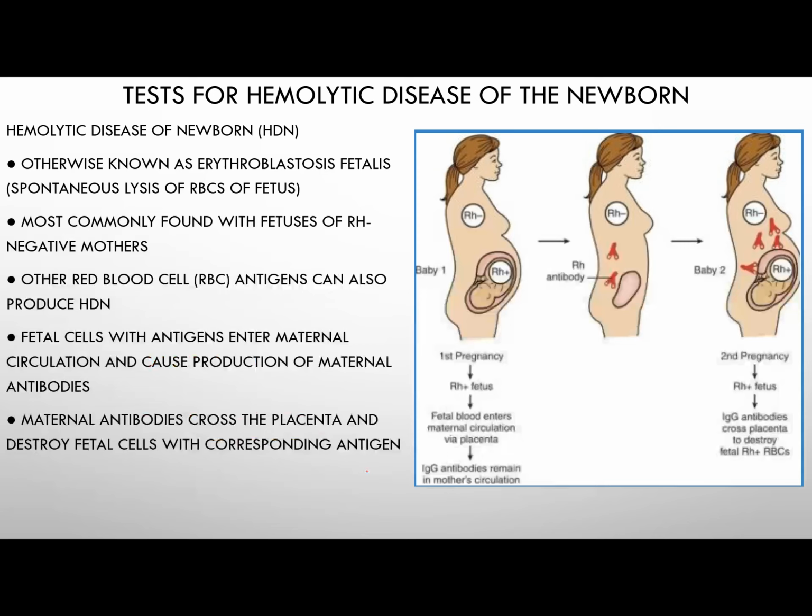Now we have your test for hemolytic disease of the newborn. Now HDN is also known as your erythroblastosis fetalis or the spontaneous lysis of RBCs of the fetus. Now, for you to understand this, class, let's have a quick discussion lang about blood types. I know you're familiar, class, that there are four blood types. We have your A, B, AB, and O. Now, this blood type is based on what we call the ABO blood group.